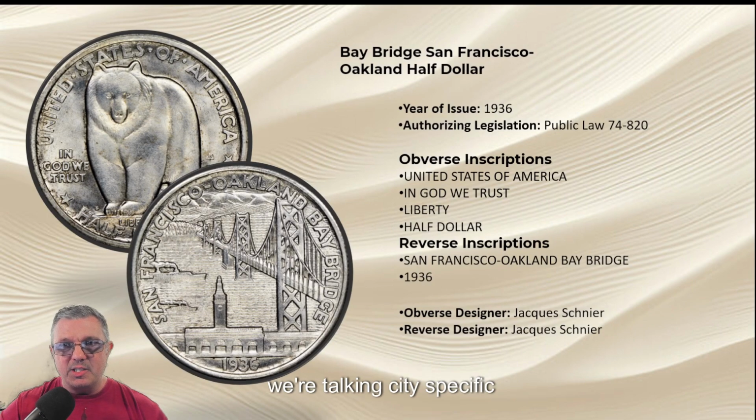Again, we're talking city-specific. This is San Francisco-Oakland Bay Bridge, released in 1936. And you can see the grizzly. This is the symbol of California. It's absolutely a mammoth bear. Very cleanly done. You might even find a double die maybe on those claws or not. Wink, wink, hint, hint.